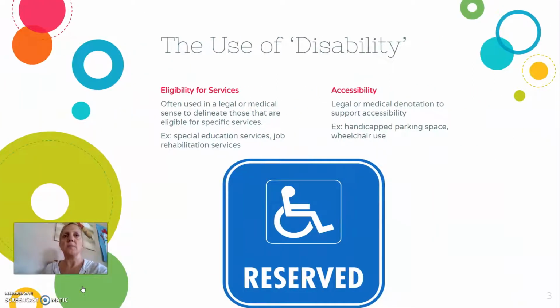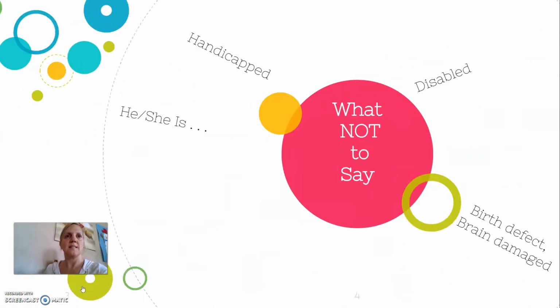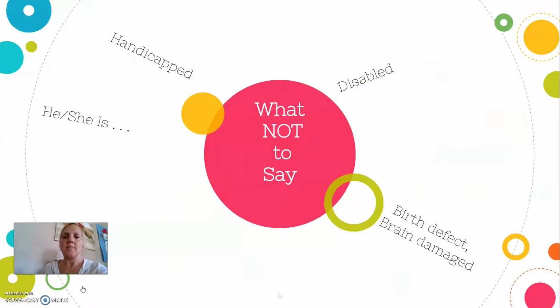Historically, the word disability has been used to determine if someone is eligible for services, for example, job placement or rehabilitation services. It has also been used to denote an accommodation that provides accessibility, like a designated handicap parking sticker or sign. Words like handicap, disabled, and special needs all hold negative connotations, either because of their historical context or because of the negative way the word is used in other contexts.